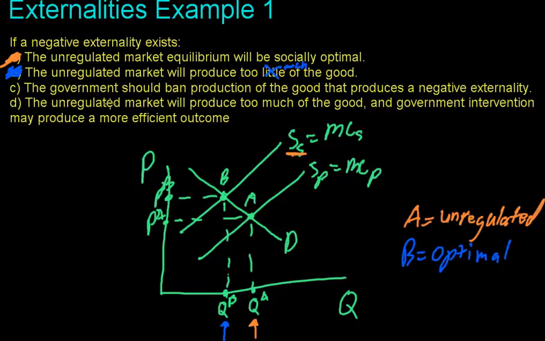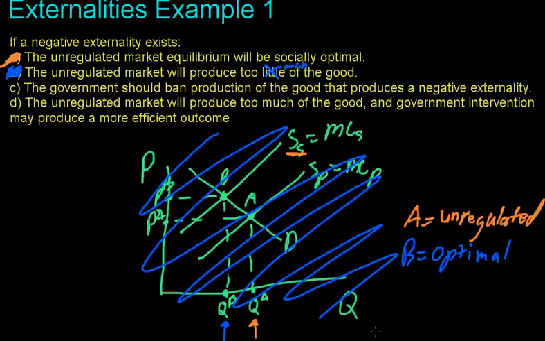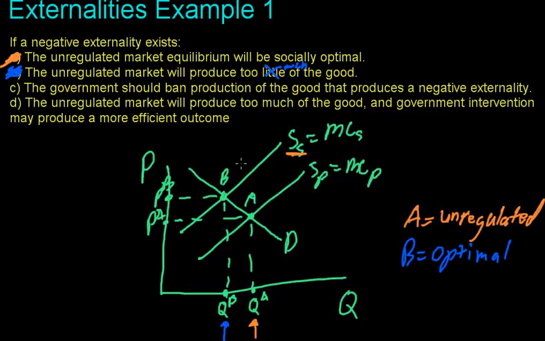Then we have this answer: the government should ban production of the good that produces a negative externality. What that's really saying is that we should completely do away with producing this good, make it illegal and forget about this entire diagram. And that's not the case at all. What economics says is that there is some level of production that is socially optimal. Once you internalize all of these costs, there still is a reason to produce this good because there still is a demand for it at this price level.